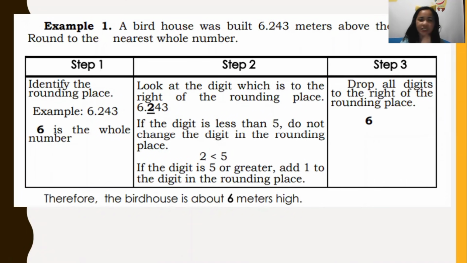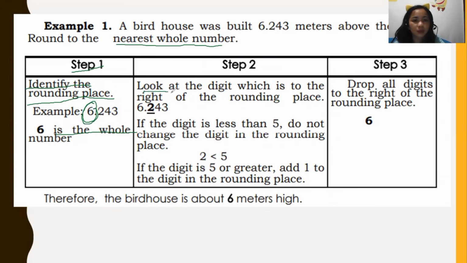Okay, let's apply this in a problem. A birdhouse was built 6 and 243 thousandths meters above the ground. Round to the nearest whole number. So, ira-round siya sa nearest whole number. So, you always read the direction. Now, step 1, identify the rounding place, katulad ng ginawa natin kanina. Kung nearest whole number, 6 is the whole number here. So, 6 lang yung ating whole number. So, ibig sabihin, dito mo siya i-round.